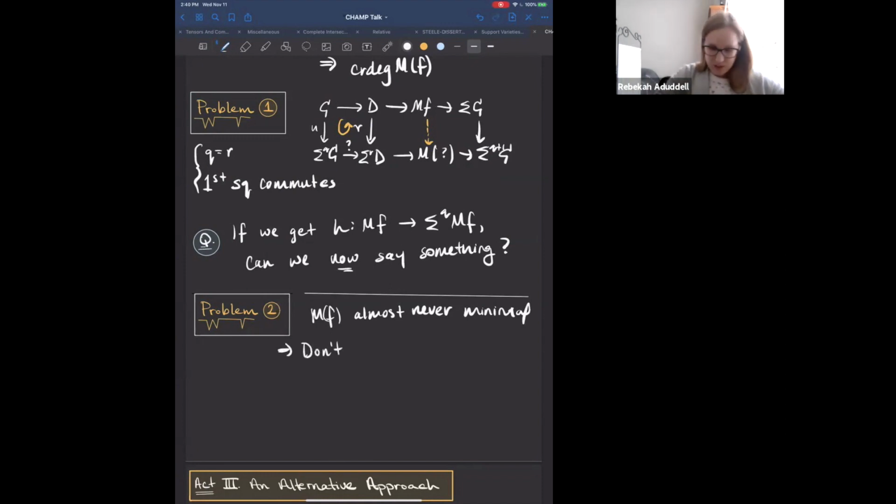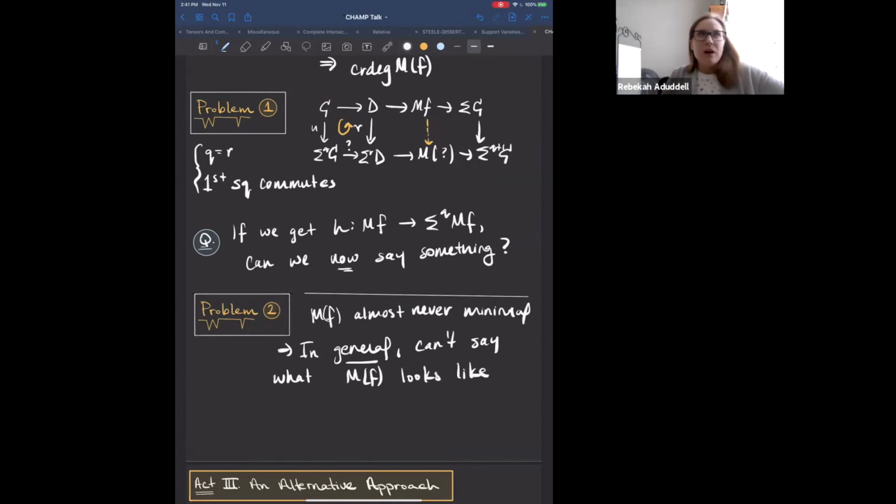So in general, we can't say what the minimal subcomplex looks like. I'll use the bar notation there. And because of this, we don't really know what the induced endomorphism, which I'll call H bar, is. And so we can't use the approach we took with the tensor products of complexes.